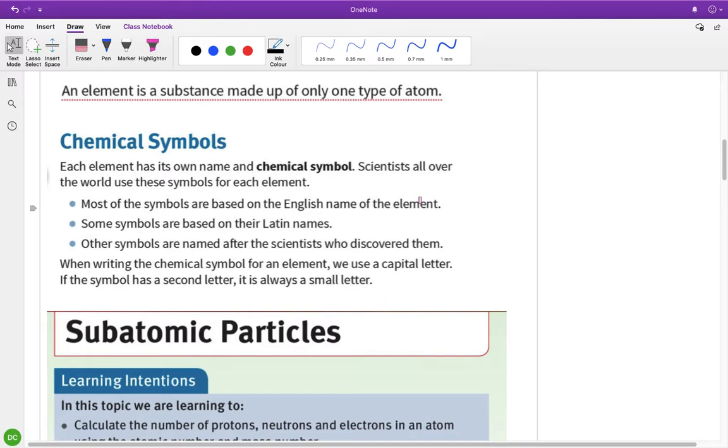They're Latin names, so I'll show you now. I think I just mentioned sodium there anyway, but they're less obvious, I suppose. And then some of them are named after the scientists who discovered them. When you're writing a chemical symbol, it's always a capital letter, and then if there's two letters in the symbol, it's capital and then small.